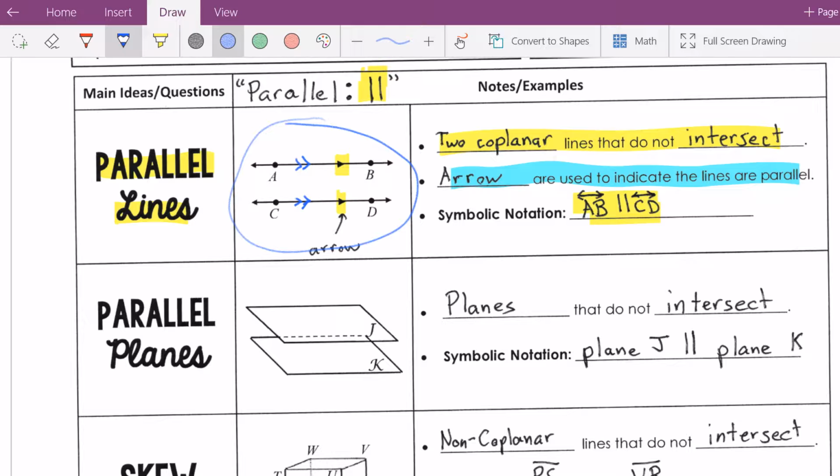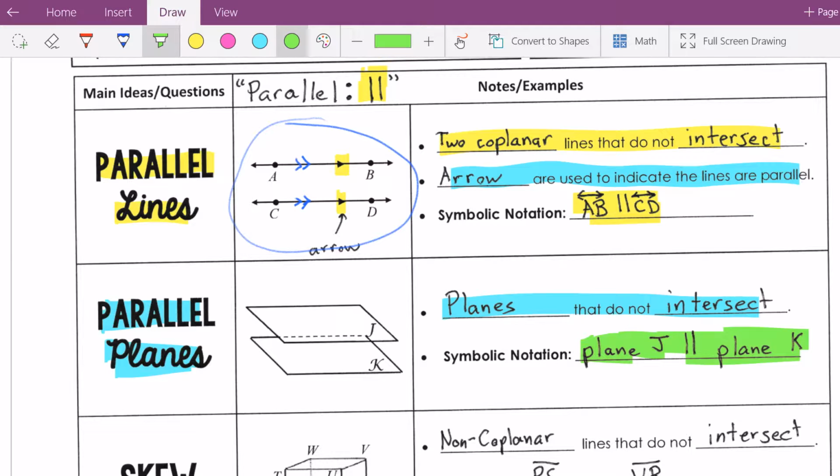Now, however, lines are not the only thing that can be parallel. You can also have planes that are parallel to each other. Parallel planes are planes that do not intersect each other. So basically, the planes are going in the same direction. It's just the same as parallel lines, but instead of lines, we're dealing with planes. To note this, we can say, like here, plane J is parallel to plane K.